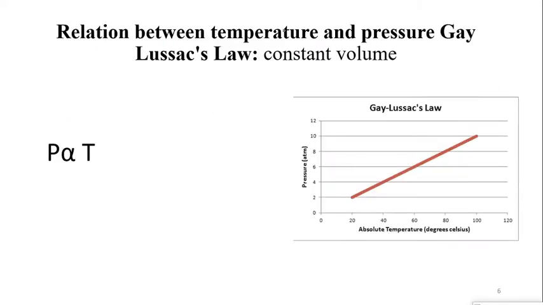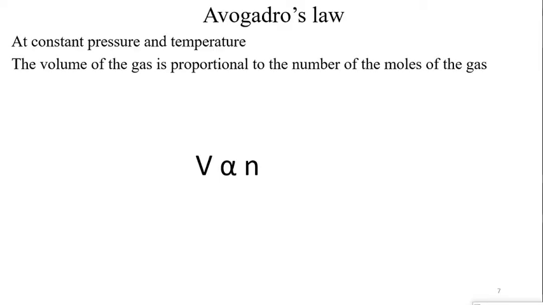The relation between temperature and pressure, we name it Gay-Lussac's law. Gay-Lussac's law states that at constant volume, my pressure is proportional to the temperature. The relation can also be represented as a straight line. Now moving to the last relation, Avogadro's law. Avogadro's law states that at constant pressure and temperature, the volume of the gas is proportional to the number of moles of the gas. This means V is proportional to n.